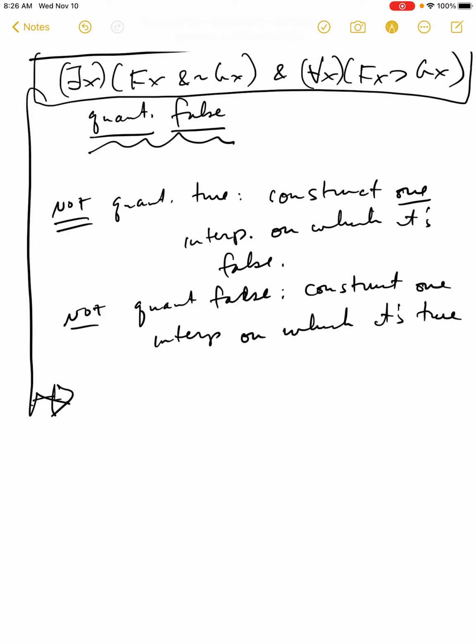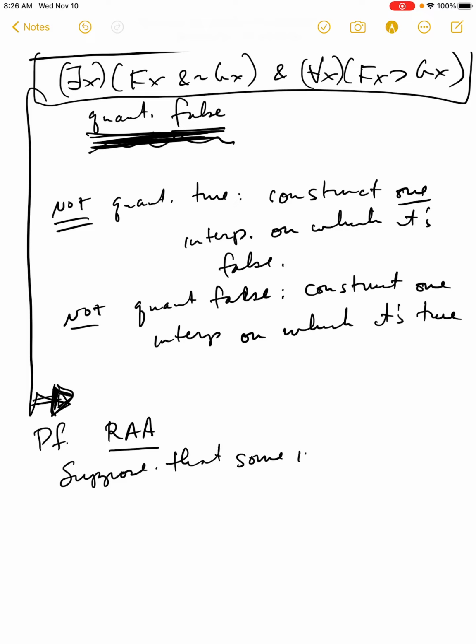Just to vary things, and to remind you of the various ways in which you can prove things, I'm going to prove this by reductio ad absurdum, or what we called an indirect proof. So I'm going to start out by supposing that it's not quantificationally false. Then I'm going to reach a contradiction, and then I'll say, oh, see, it has to be quantificationally false. There can't be an interpretation that makes it true. So I'm going to start out by supposing that there is some interpretation that makes the sentence true.